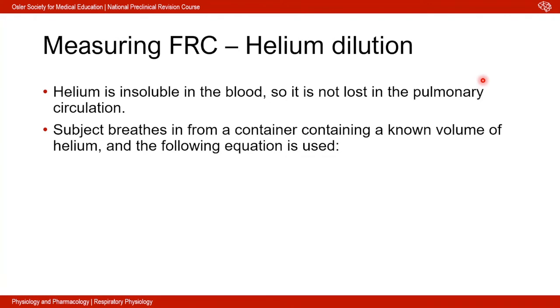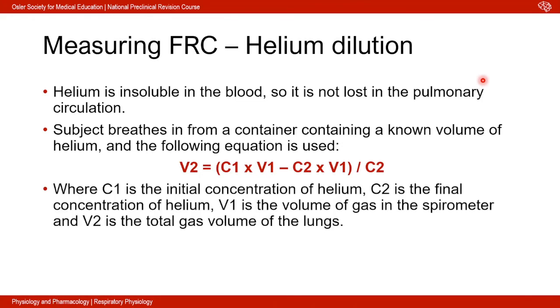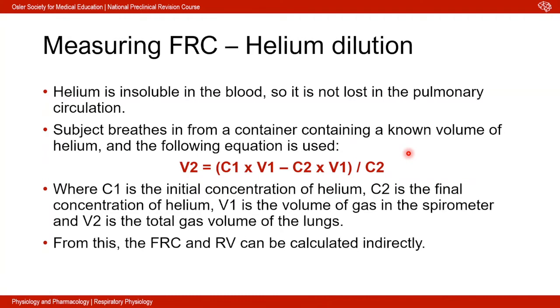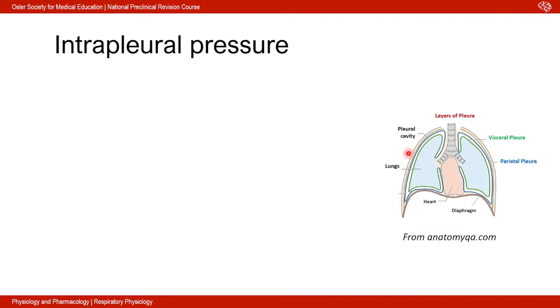So the subject will breathe in from a container that contains helium, and we'll use this equation to work out that residual volume. Here C1 just means the initial concentration, C2 is the final concentration, V1 is the volume in the spirometer, and V2 is the volume in the lungs. So you can see how we can rearrange this to get this final volume in the lungs. So yeah, as I said, we can calculate any of these values indirectly.